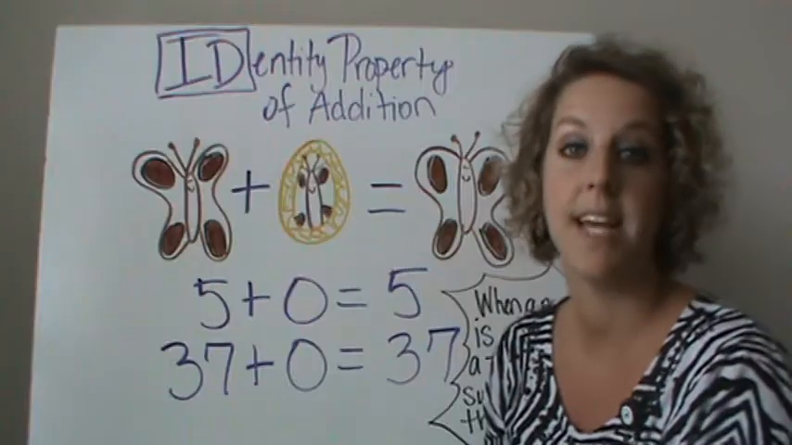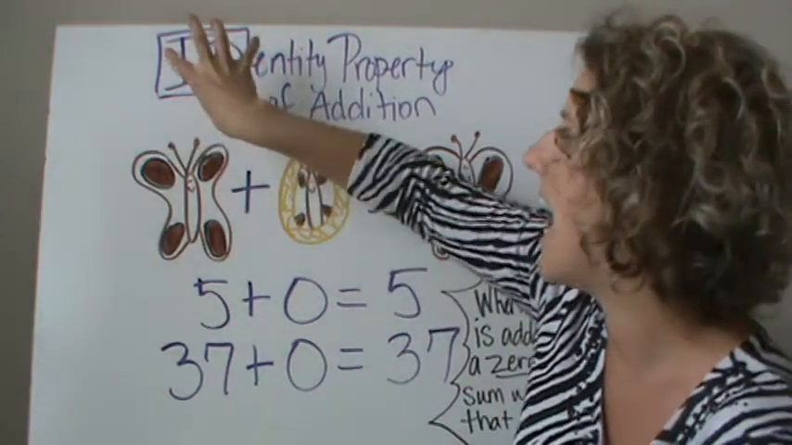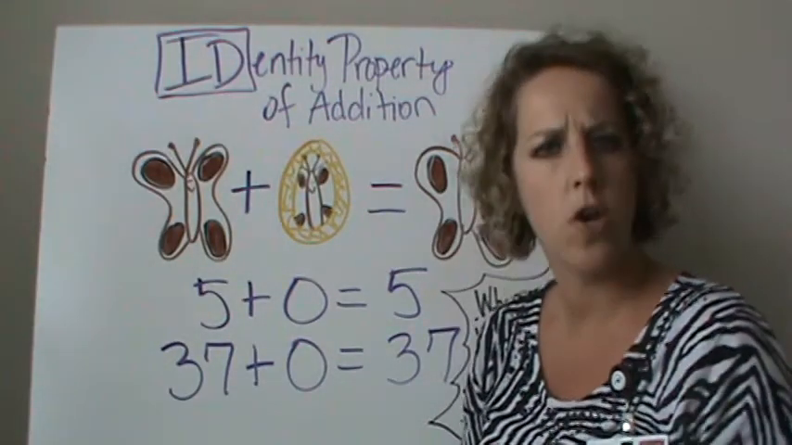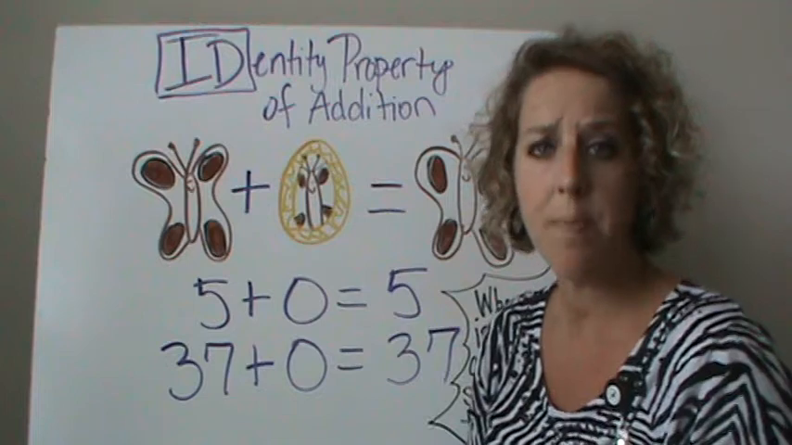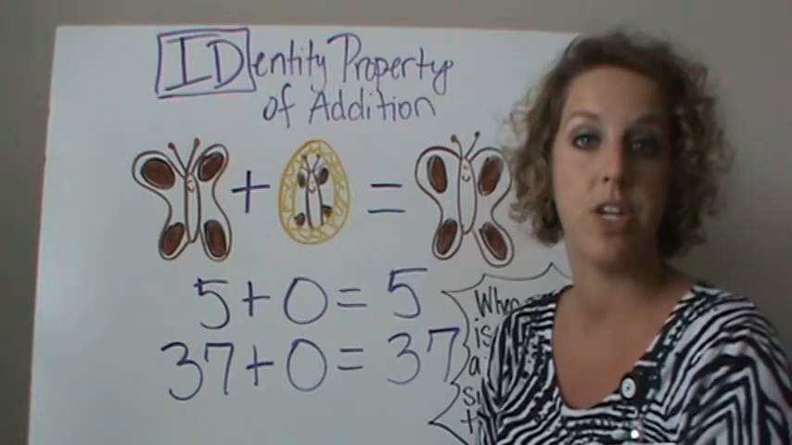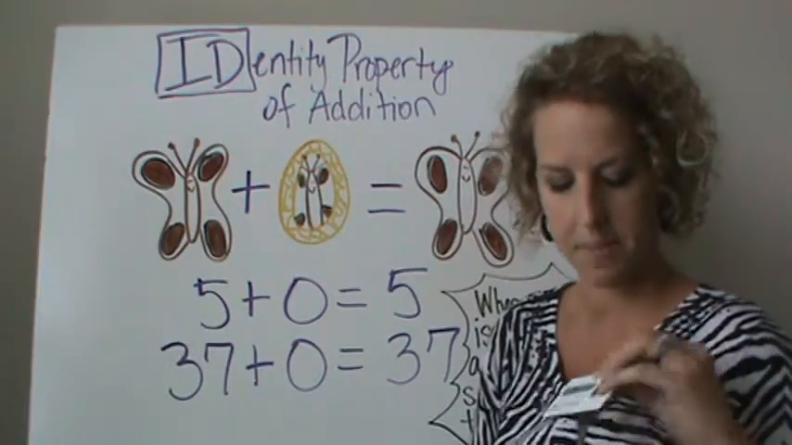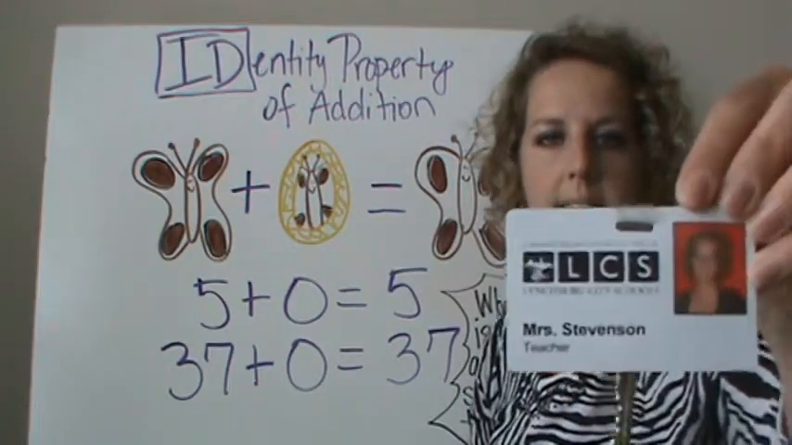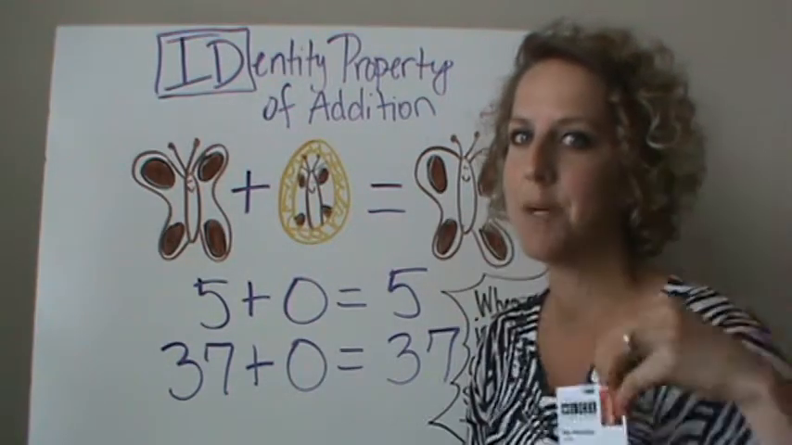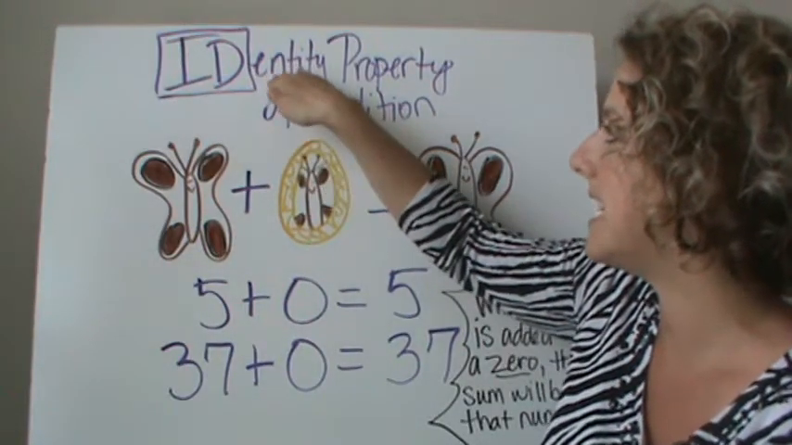Another way to remember the identity property of addition, I have focused down on the ID, the identity. Your identity is who you are, and a lot of people have to prove their identity. If they go to the grocery store and write a check, they have to prove that that's their checkbook, so they pull out their ID. Well, I've brought my ID today to show you that I indeed am a teacher at Lynchburg City Schools. So if you pull out your ID, that's your identity.